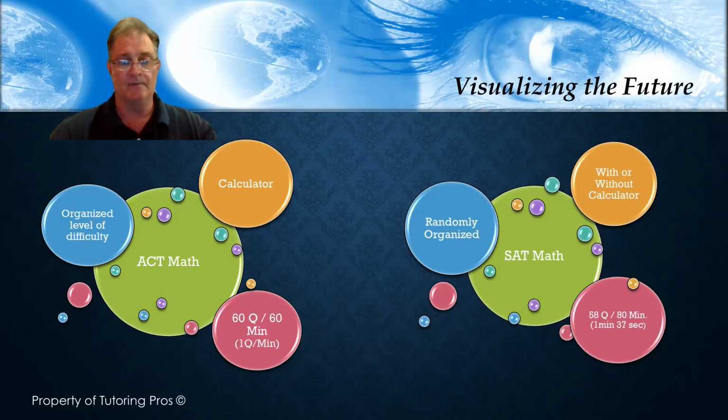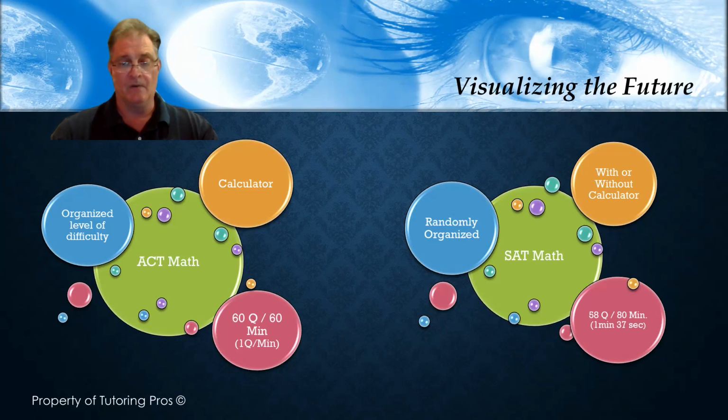Notice if we start in the top right-hand corner of both the diagrams, you see that both exams permit you to use a calculator. However, the SAT only permits you to use a calculator with one of the math sections. The other math section it has is without a calculator use. Whereas the ACT allows you to use the calculator the entire exam.